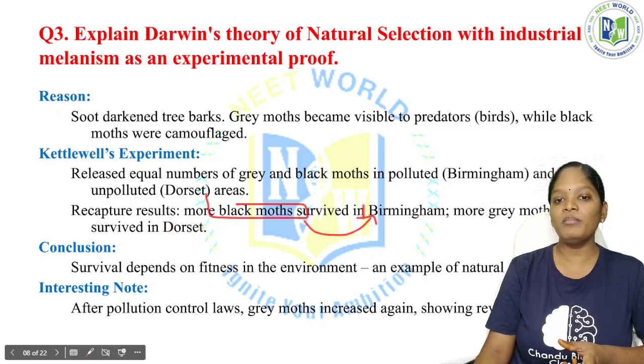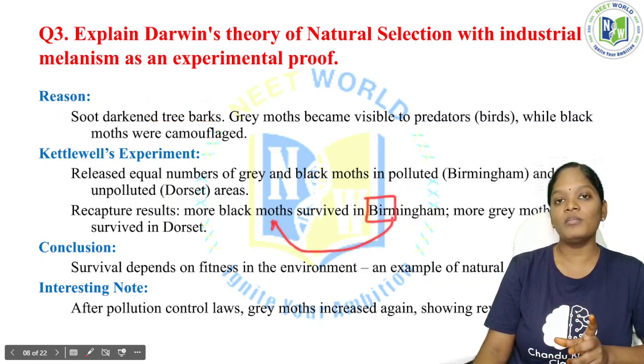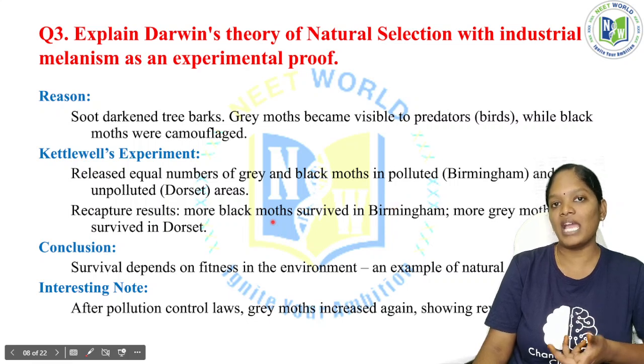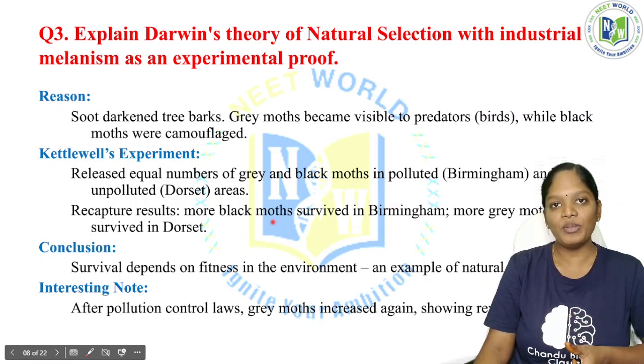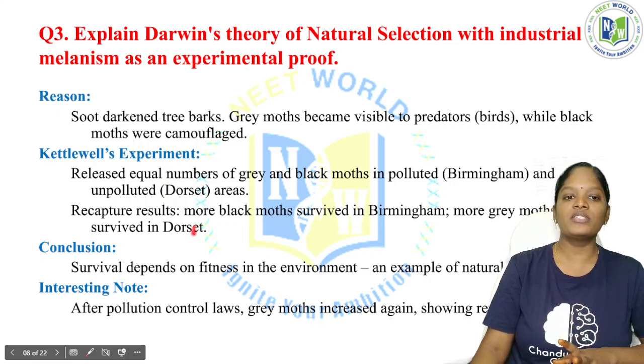More black moths survived in Birmingham. Why? Because Birmingham is a polluted area. As it is a polluted area, the tree barks are very dark. So as this is very dark, the black moths can be camouflaged and will escape from the predators. The grey moths can be easily identified by the predator. So this is the result.